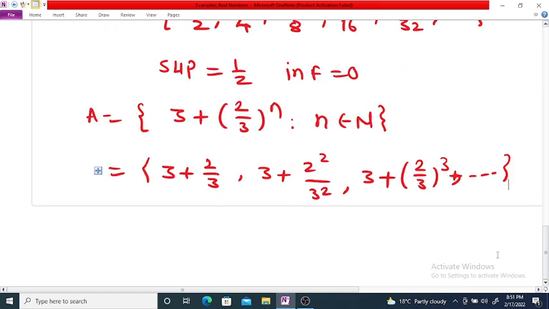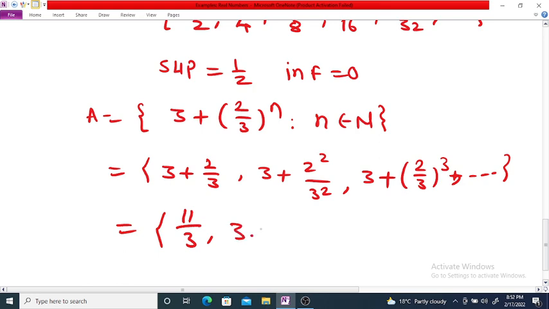So you can see here this is 2/3, then (2/3)^2, it is a decreasing sequence. So the first element is 3 + 2/3, which is 11/3, then next it is 3 + (2/3)^2, which is equal to 0.44.